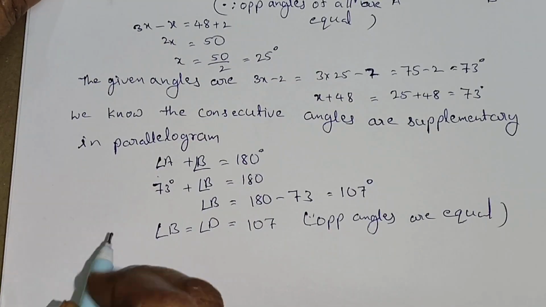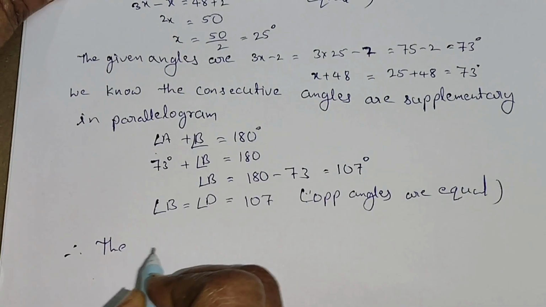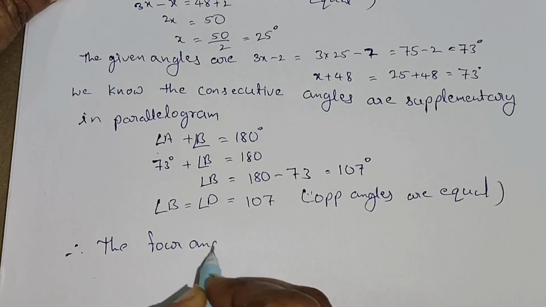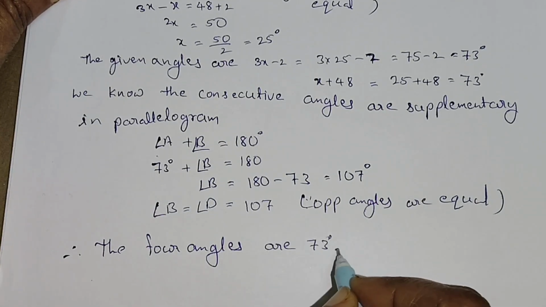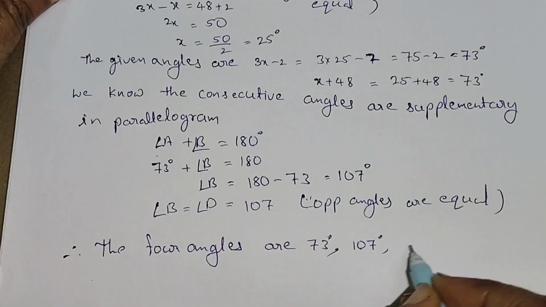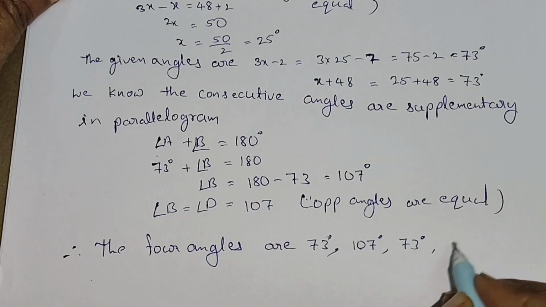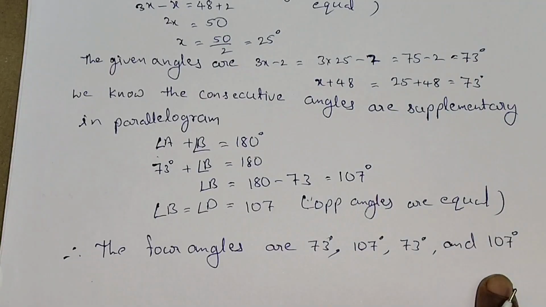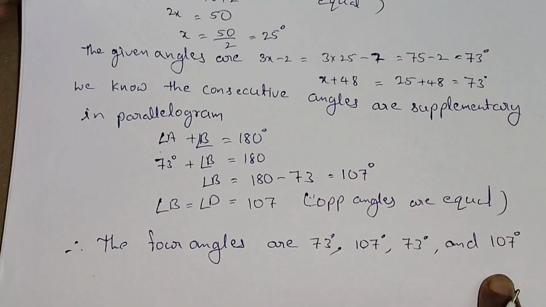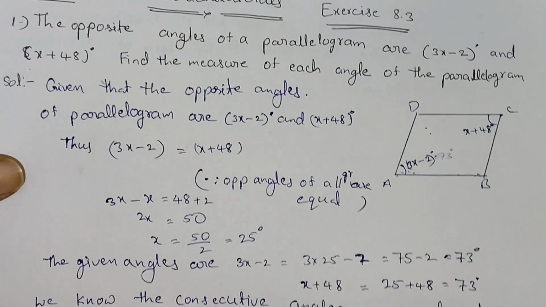So here we write the four angles. Therefore the four angles are 73 degrees and 107 degrees, 73 degrees and 107 degrees. These are the four angles in a parallelogram. This is the complete solution of the first one.